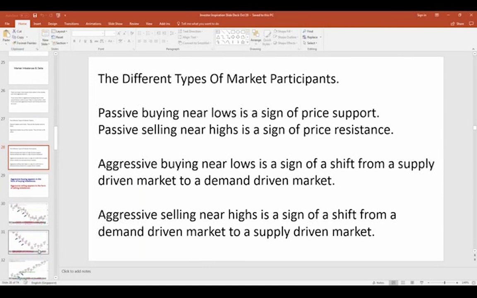And putting it in perspective, passive buying near lows is a sign of price support. If you have a lot of people bidding at or near the low, that's a sign of support. If you have a lot of people offering supply at a high level, that's a sign of price resistance. Now, aggressive buying near lows is a sign of a shift from a supply-driven market to a demand-driven market.